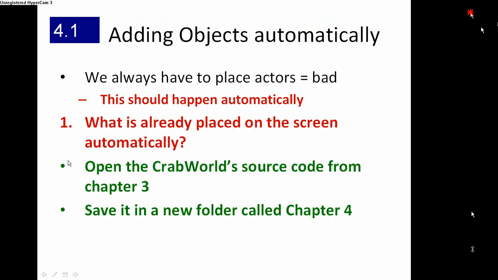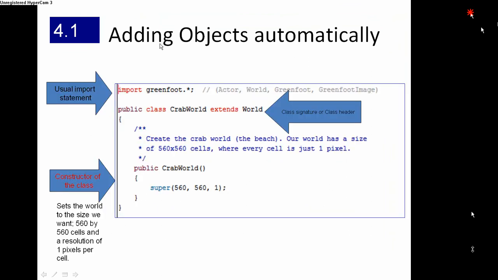It's called a constructor. Okay, so we're going to continue to talk about how to add objects automatically. When you look at the Crab World, we have the usual import statements that basically say, hey, this is a world, and it can do everything that Greenfoot can do, and so on and so forth. And then here is the class signature, the class header. So we're saying, hey, we're making a new class called Crab World, and it is a world, but that's called the class signature. And then this thing right here that we looked at is the constructor of the class.